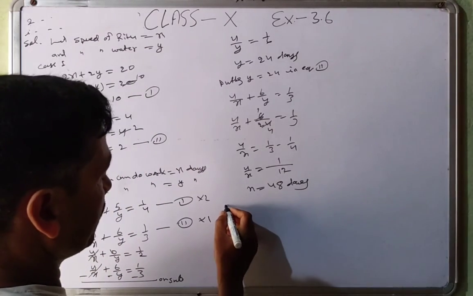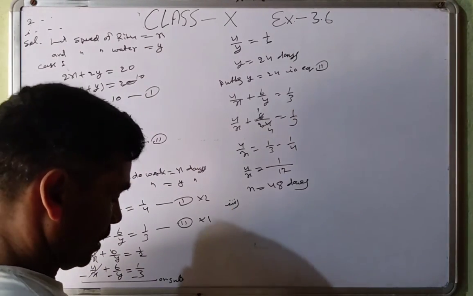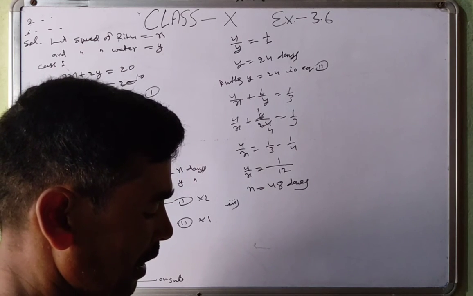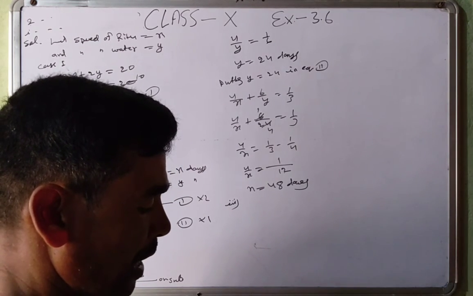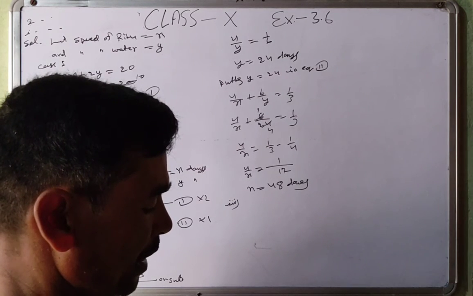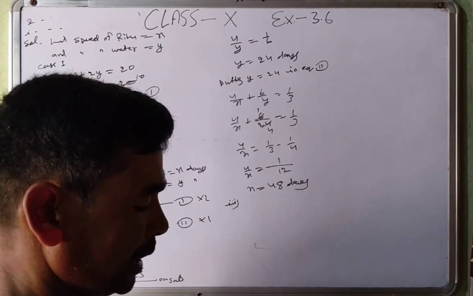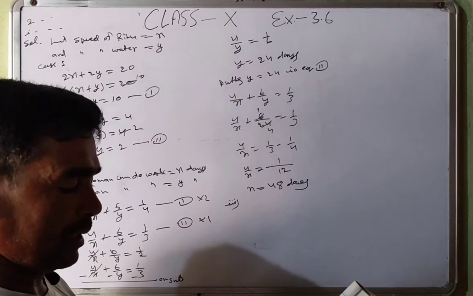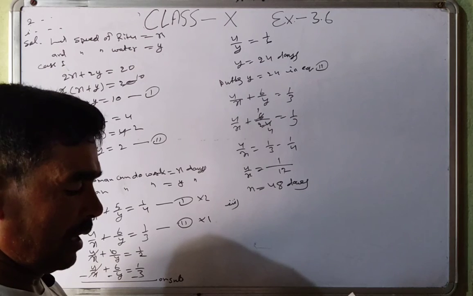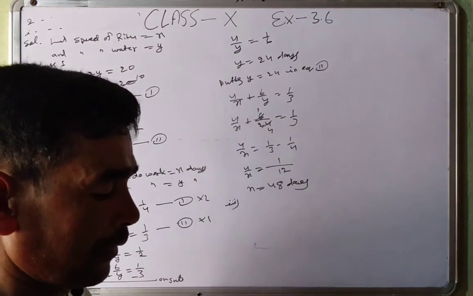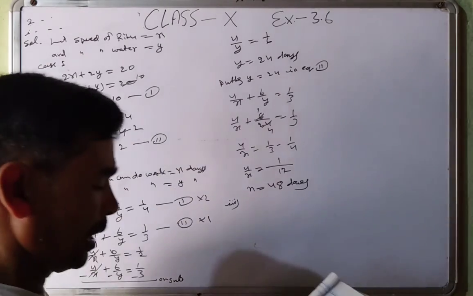Now the third part. Ritu travels 300 km to her home partly by train and partly by bus. She takes 4 hours if she travels 60 km by train and the remaining by bus. If she travels 100 km by train and the remaining by bus, she takes 10 minutes longer. Find the speed of the train and the speed of the bus.